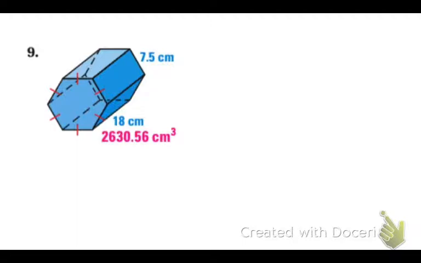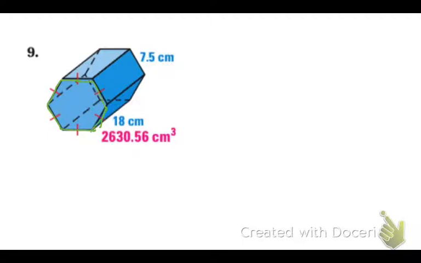Okay, so first we decide what's our base. And clearly this is one of our bases, and then the other one is back here. Again, they're opposite from each other and they're congruent. Okay, and what is the height? I'll erase that back one.